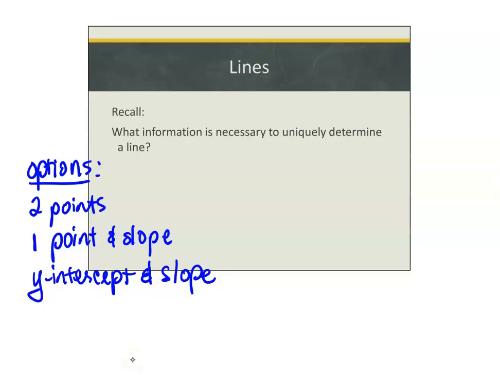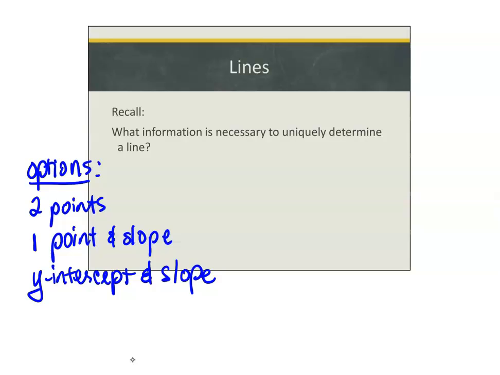So as we start thinking about lines in space, it's worthwhile to go back and think about what we know about lines from our algebra experience. When I think about the question, what information is necessary to uniquely determine a line, there are about three options that come to mind.